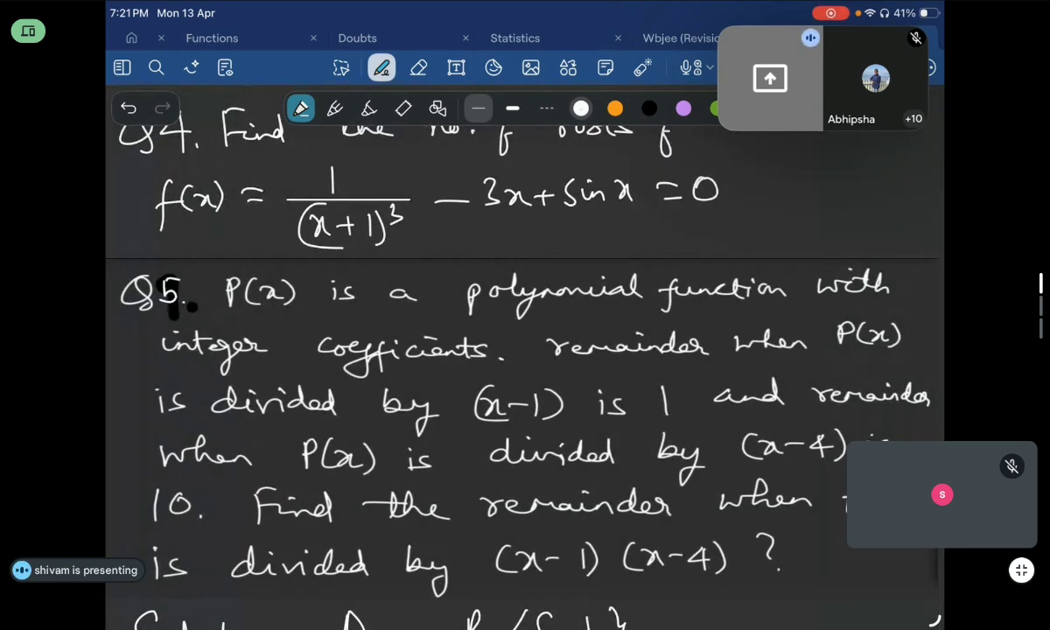Try number 5, everyone. Question number 5, we have done it in class 9, and for some people, I have done it in class 8 also.